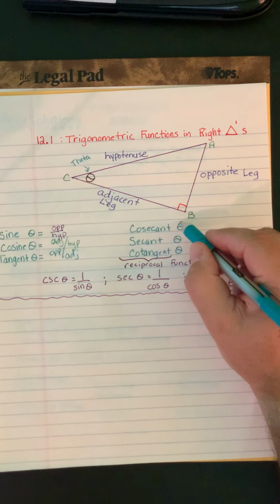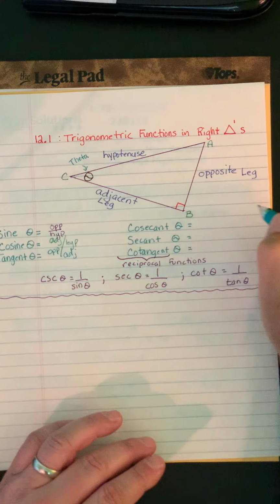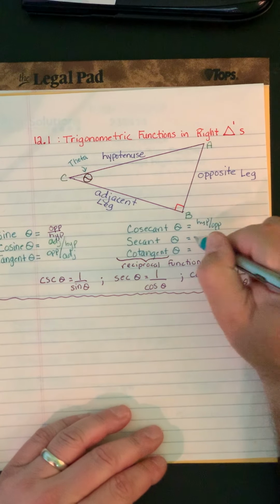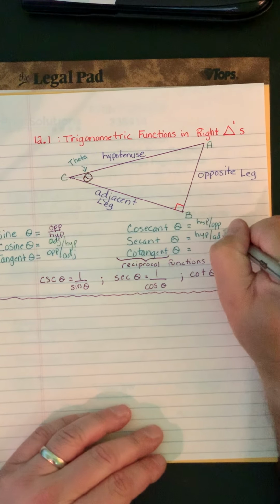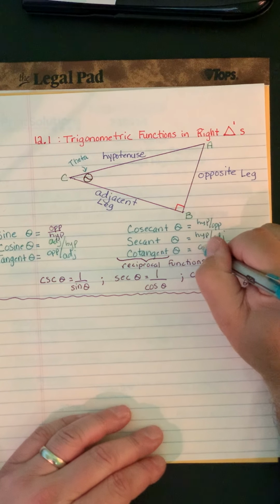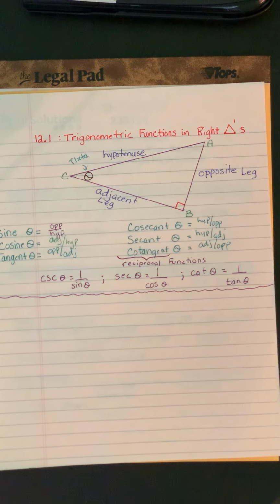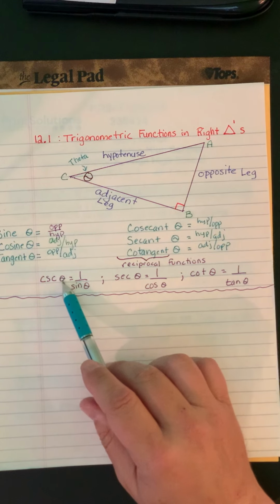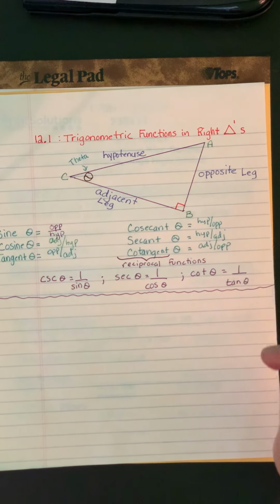All right, and then the cosecant is just going to be the reciprocal of that. So that's going to be hypotenuse over opposite. The secant is going to be hypotenuse over adjacent. And then the cotangent is going to be the adjacent over the opposite. Okay, those are our 6 basic functions. Again, these are called the reciprocal functions because the cosecant is 1 over sine, secant is 1 over cosine, cotangent is 1 over tangent.